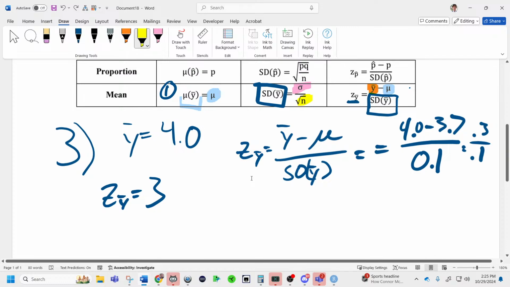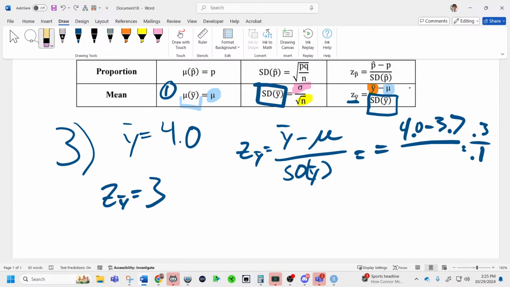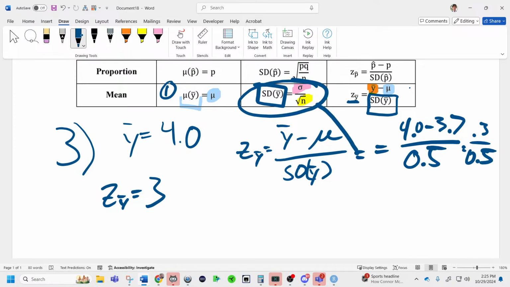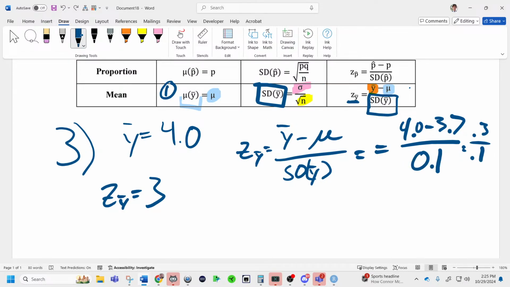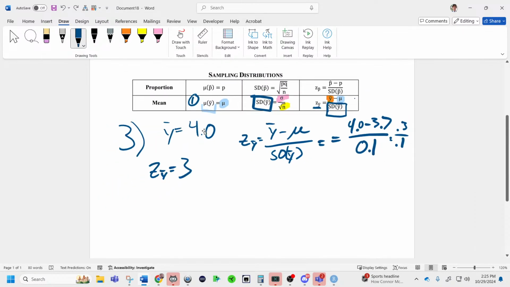The common mistake right here is to use the wrong standard deviation. A very common error, which you should not do, is to divide by 0.5, which is not the new standard deviation. Make sure you're using the new standard deviation, which is 0.1. So 0.1 is the new standard deviation right there.